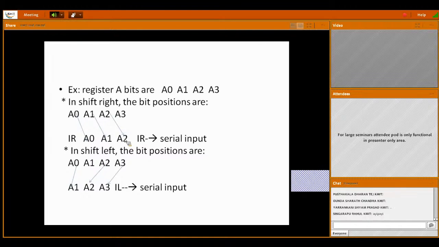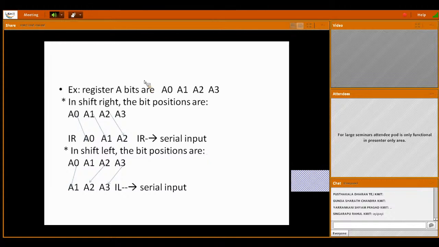In the same way, when you perform a shift left operation, what are the bits? A1, A2, A3 and a serial input, right? So, when you perform a right shift operation, that is S equal to 0, the bits are IR, A0, A1, A2. Similarly, when S equals 1, performing a left shift operation, the bits are A1, A2, A3 and IL. Now we'll see what the inputs to be given are.